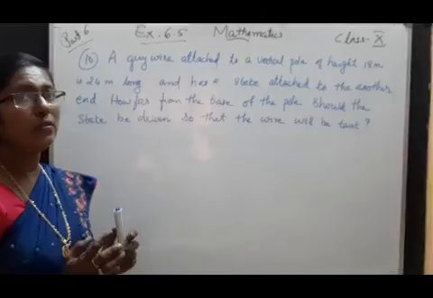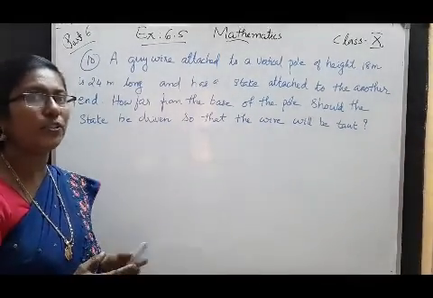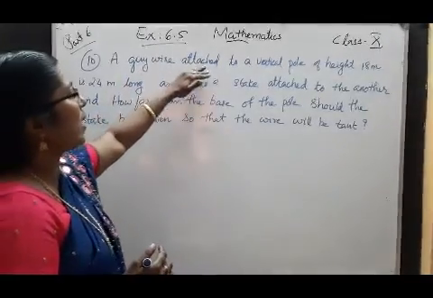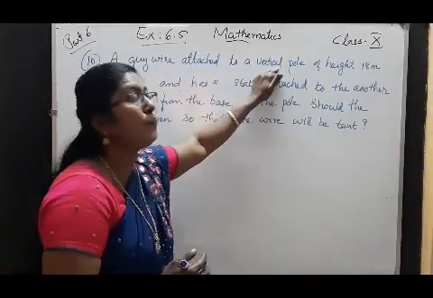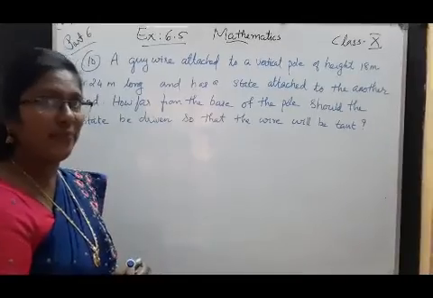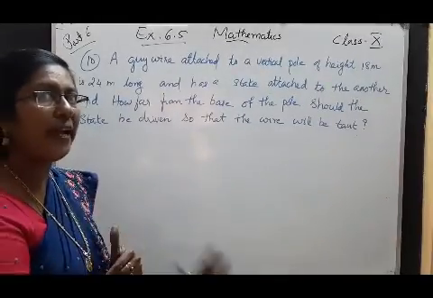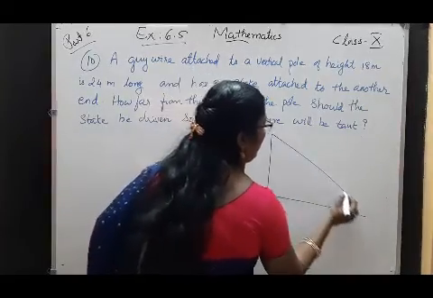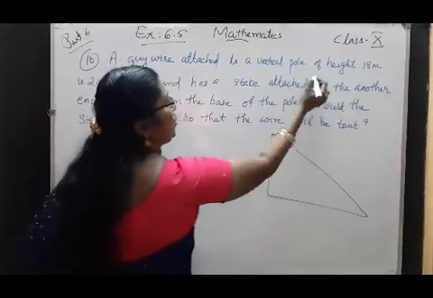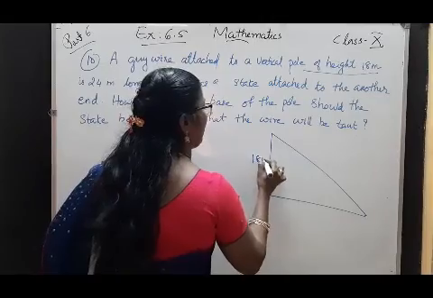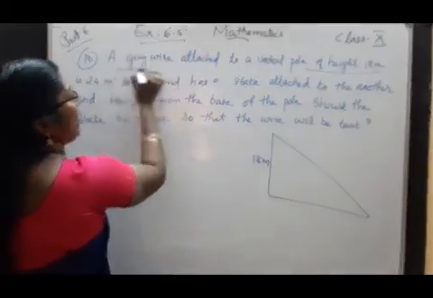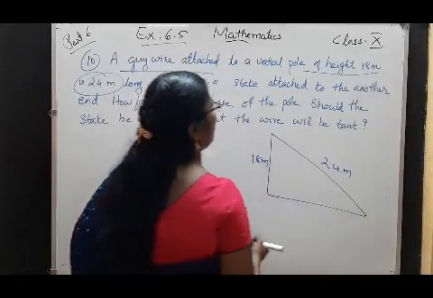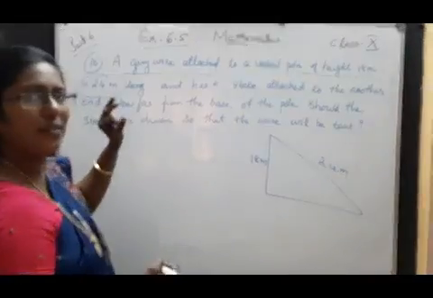First of all, read the question carefully, then try to draw the triangle. Okay. A guy wire is attached to a vertical pole of height 18 meter. Here, a pole and a guy wire. The height of the pole is 18 meter and the length of the wire is 24 meter. Clear? You get the idea?